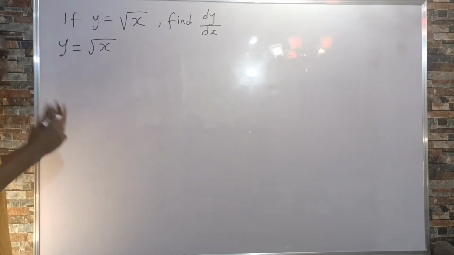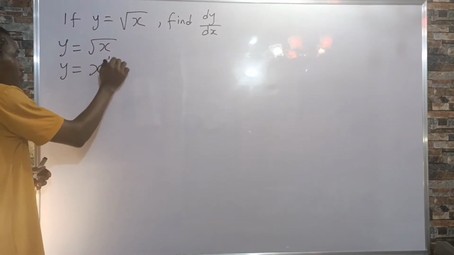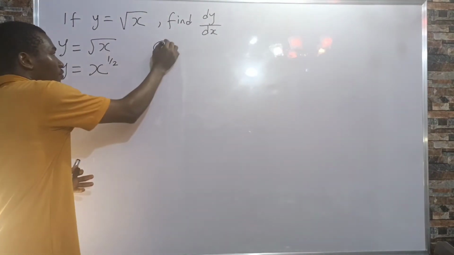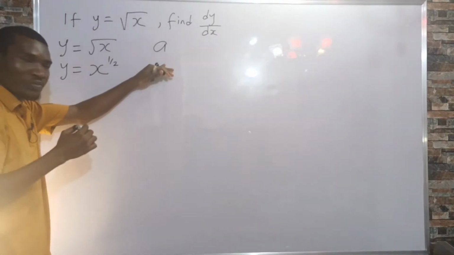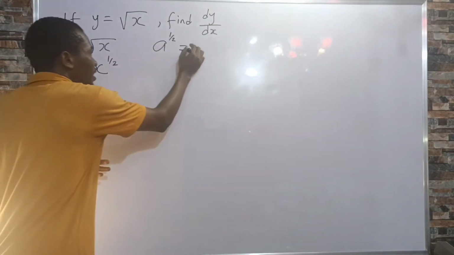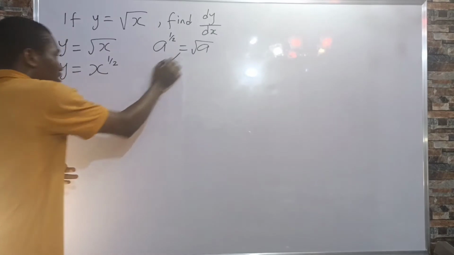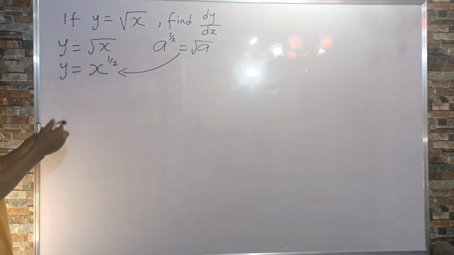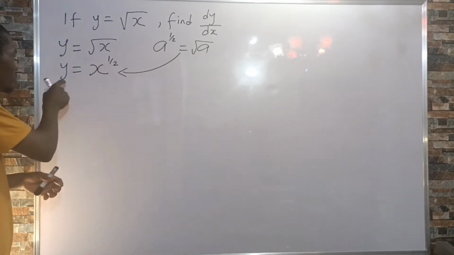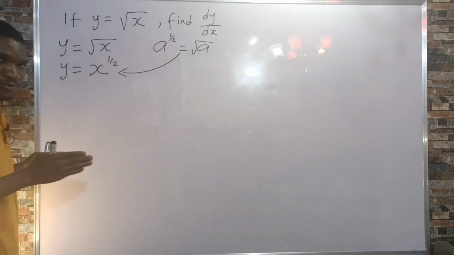Remember, this equation can still be put as y equal to x raised to the power of half. Remember the law of indices that says that whenever you have a given base, assuming a raised to the power of half, it is the same thing as taking the square root of this given base. So this is exactly the law of indices I applied here. I have y equal to square root of x, so I still put it as y equal to x raised to the power of half.